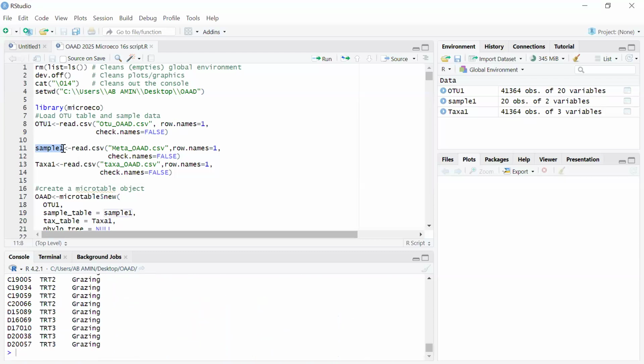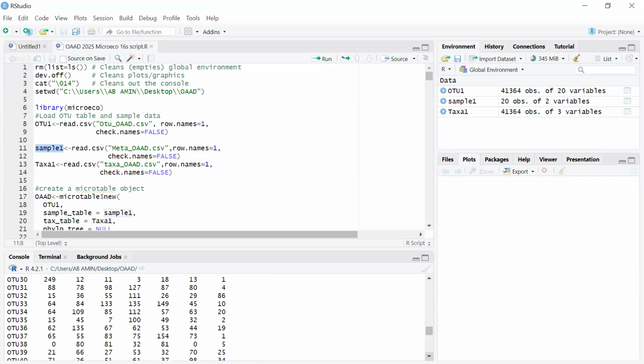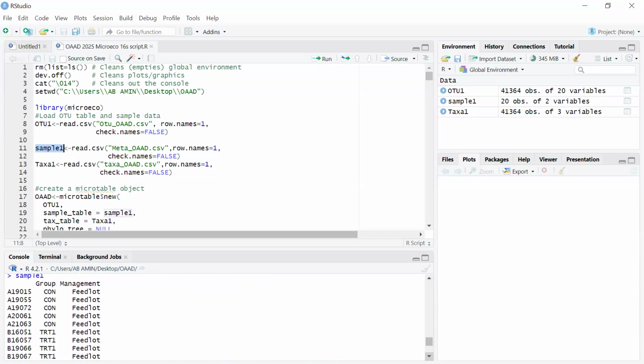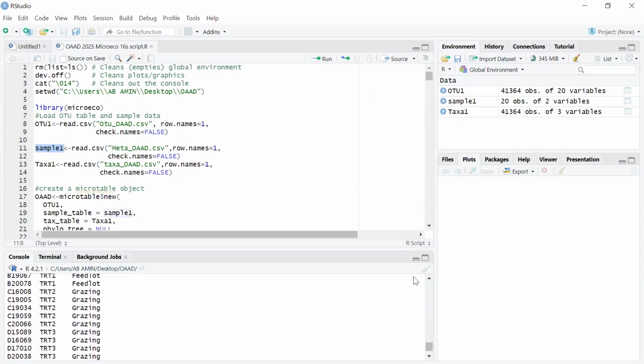For the sample data, if you look at it, we have the sample information, the group replicates, the group, and we also have the management system, either feedlot or grazing. So the grouping depends on the factor we'll be considering.